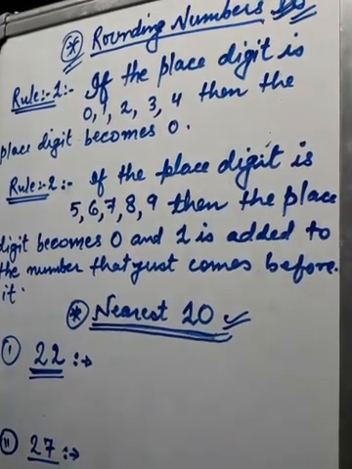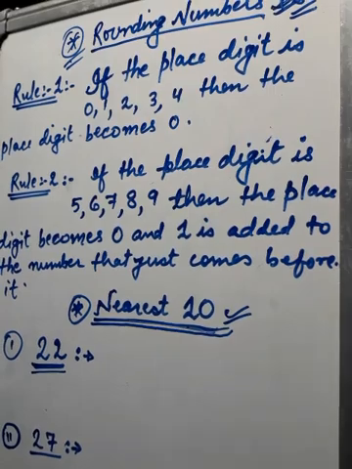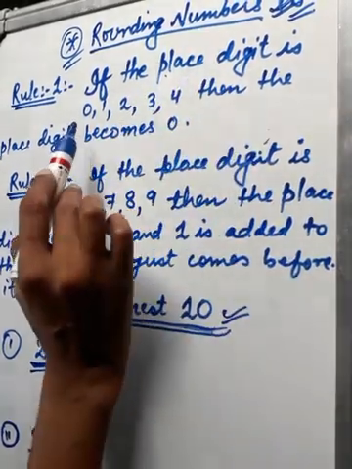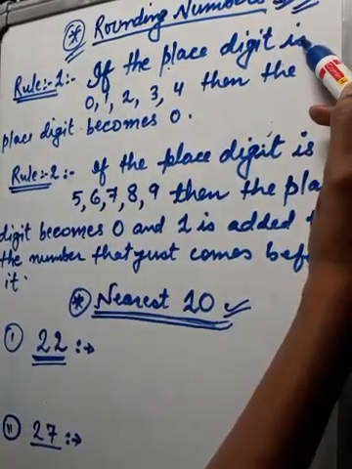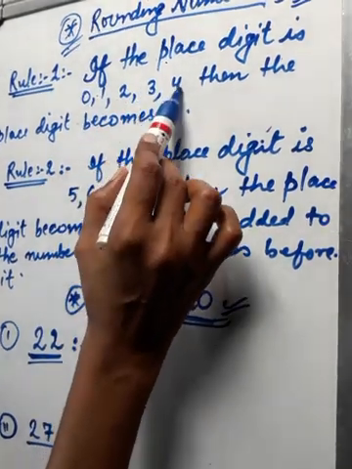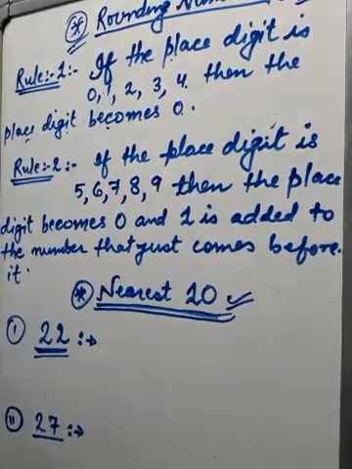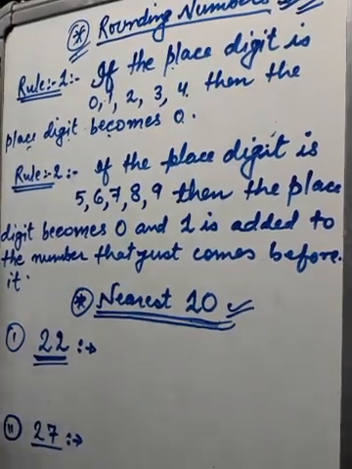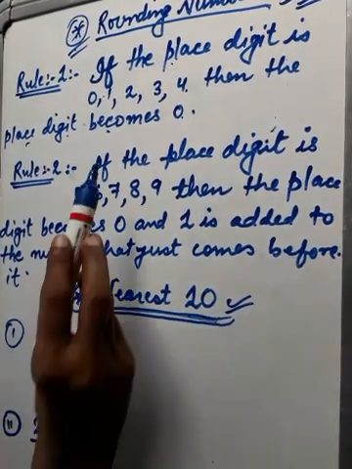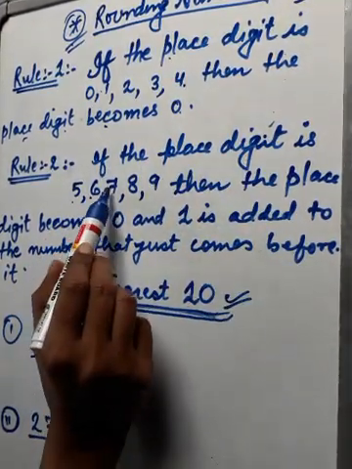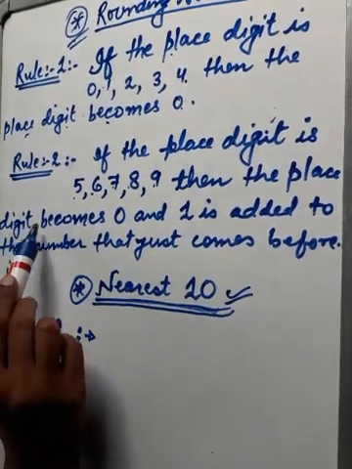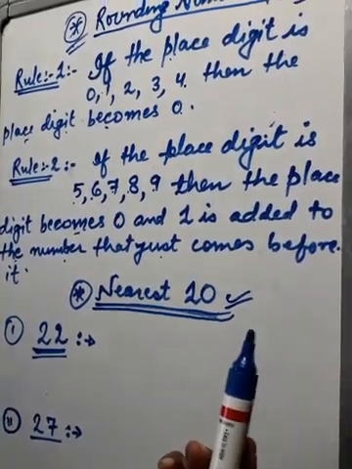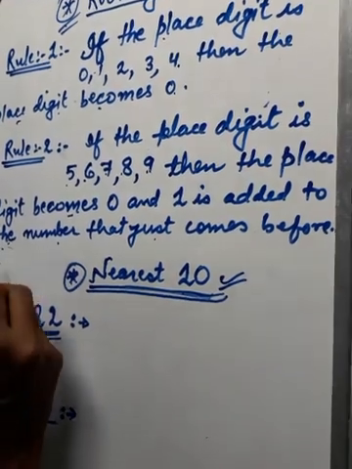So student, इसको समझने के पहले मैं पहले rules पढ़ूंगी. So our first rule says that if the place digit is 0, 1, 2, 3, 4, then the place digit becomes 0. Now I am going to read rule 2. If the place digit is 5, 6, 7, 8, 9, then the place digit becomes 0 and 1 is added to the number that just comes before it.